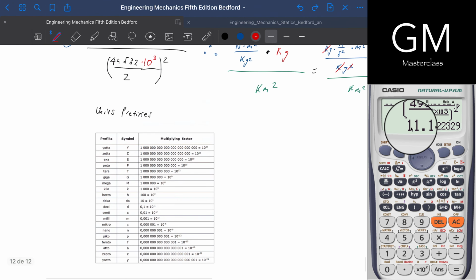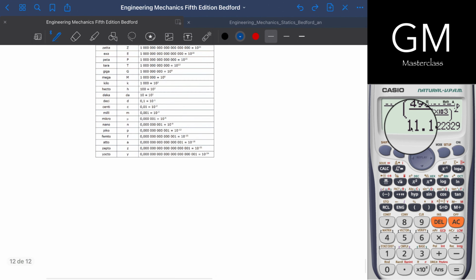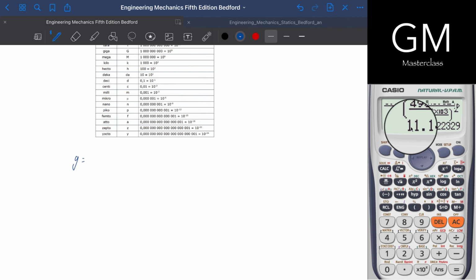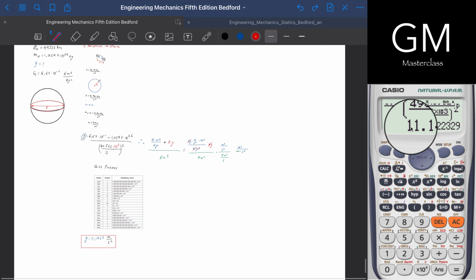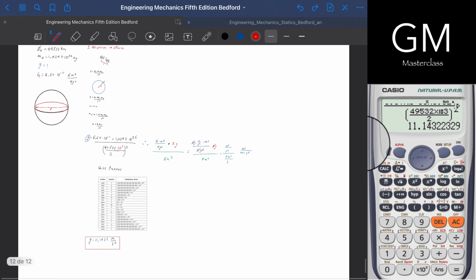Then the final result for G is equal to 11.1432. I always use 4 significant digits after the comma or the point, meters per square seconds. And that's, guys, how this exercise could be solved.